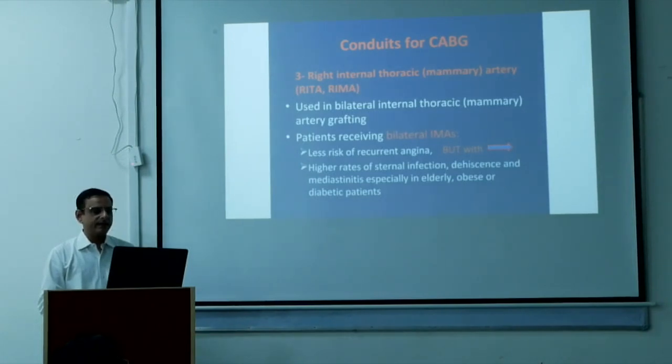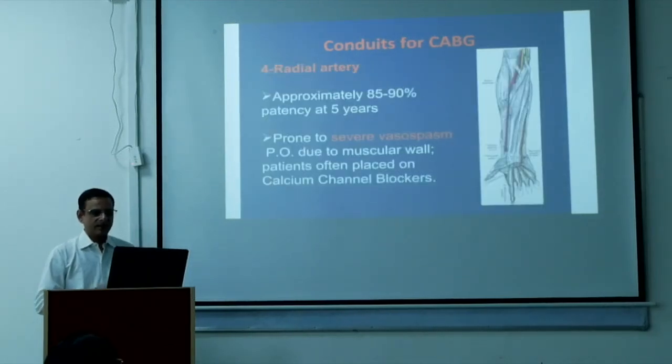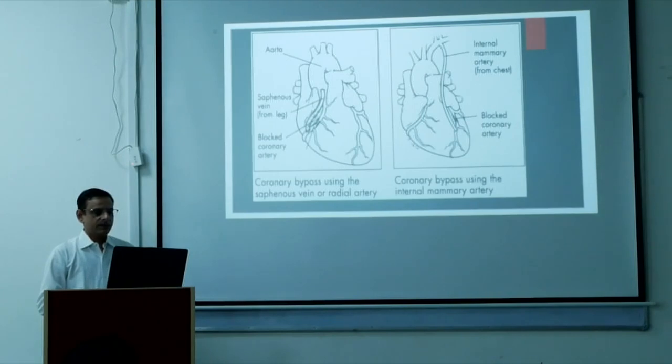Another one is the right internal thoracic artery, which is used nowadays because most surgeons now prefer total arterial revascularization, in which one is the LIMA and then the right internal thoracic artery. They both are taken now. But if you take both of these from the sternum, it creates a high rate of sternal infection or sternal dehiscence in these patients, especially if the patient is diabetic and obese. The last one, which we use usually in young patients around 35 to 40 years of age, is the radial artery.